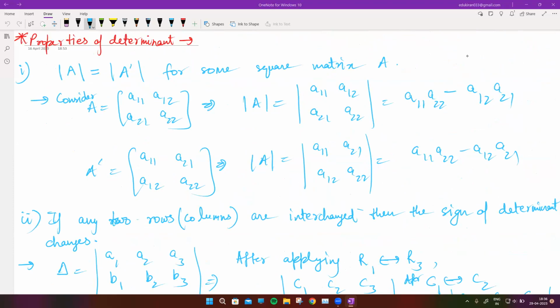So first property was, if you take a matrix and take its transpose, both will have the same value. Right? If we find out the determinant for both of them.